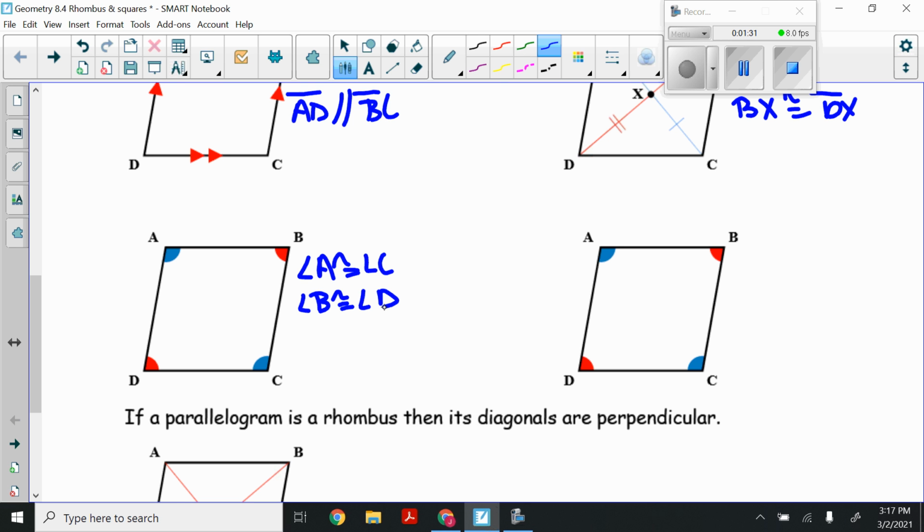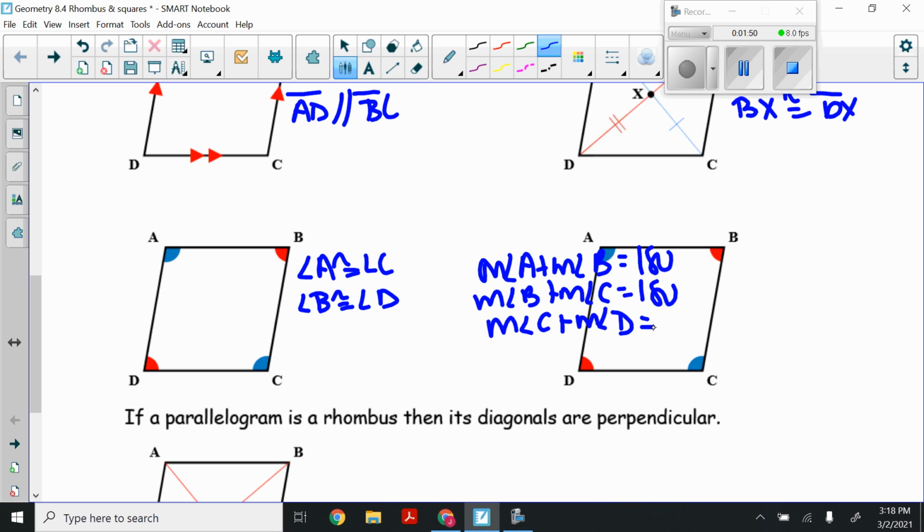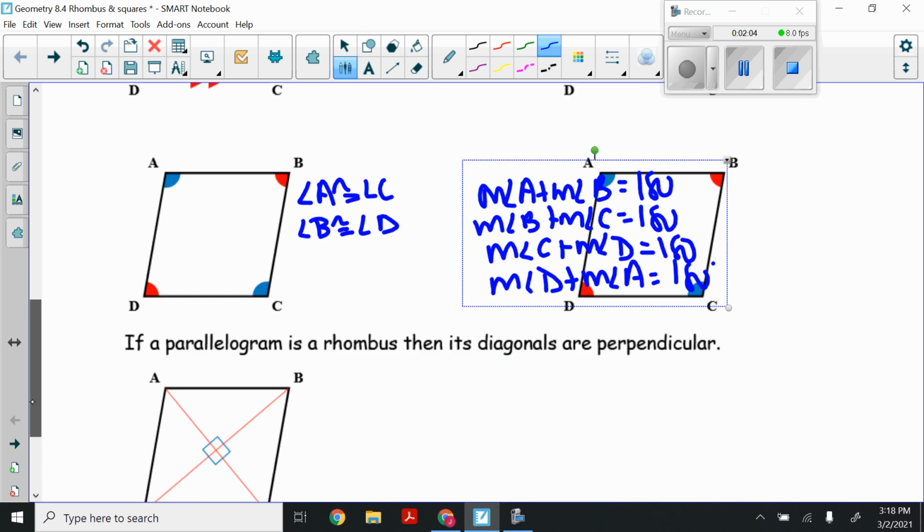And then we also need to know that our 4 pairs of consecutive interior angles are supplementary. So the measure of angle A plus the measure of angle B equals 180. The measure of angle B plus the measure of angle C equals 180. The measure of angle C plus the measure of angle D equals 180. And finally, the measure of angle D plus the measure of angle A is also equal to 180 degrees. Right, so we know that it has to be a parallelogram, so all our properties of parallelogram apply.